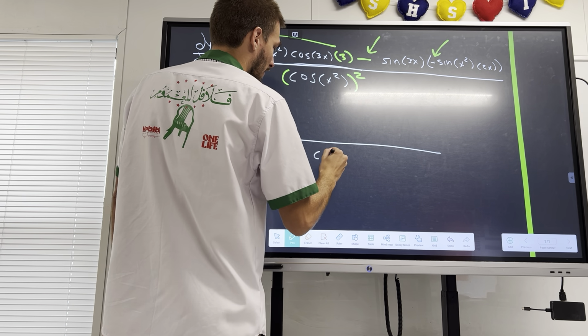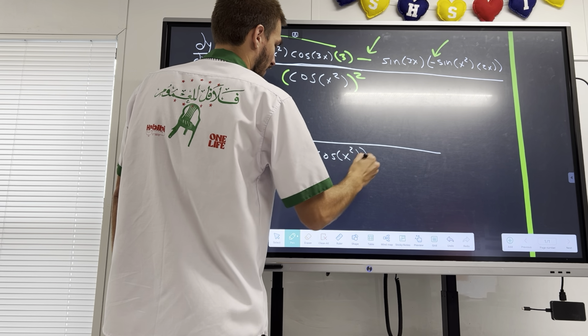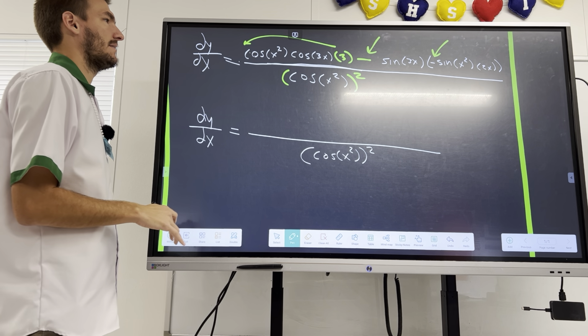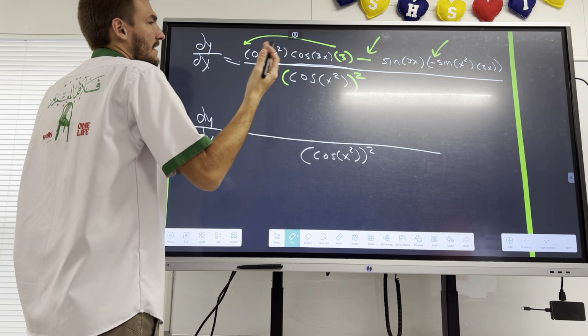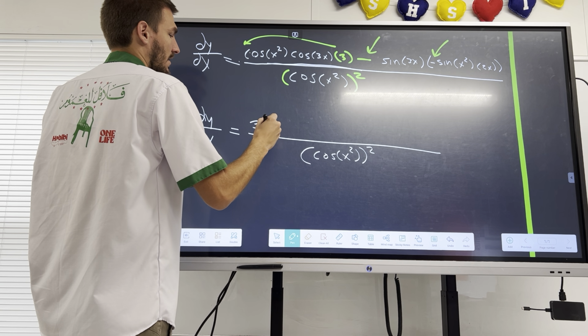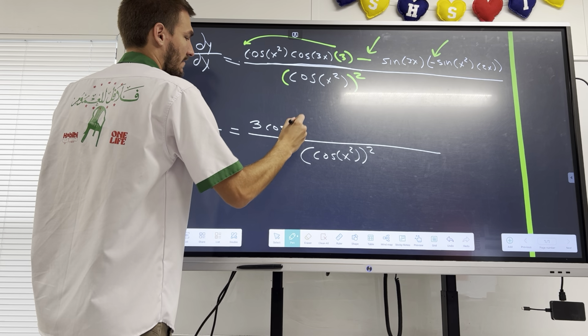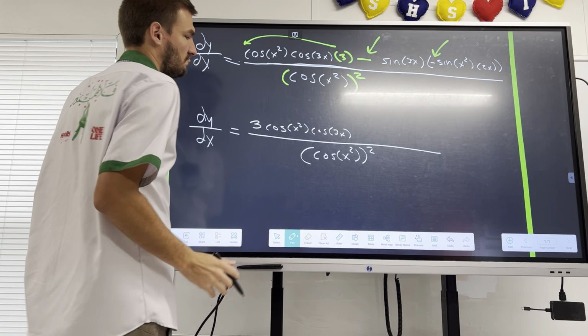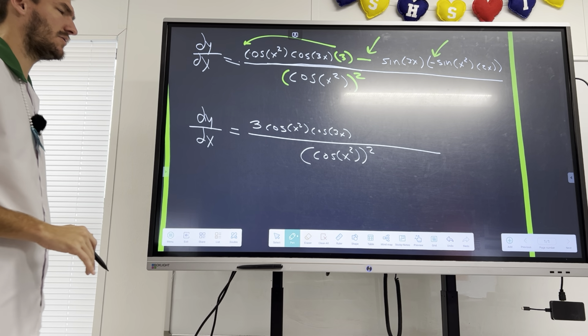The bottom, cosine of x squared, I think that's just gonna stay where it's at. I'm not worried about that. The first piece, again, to reorder it, I probably would just put the 3 out front. 3 cosine of x squared, cosine of 3x. Not too worried about messing with those.